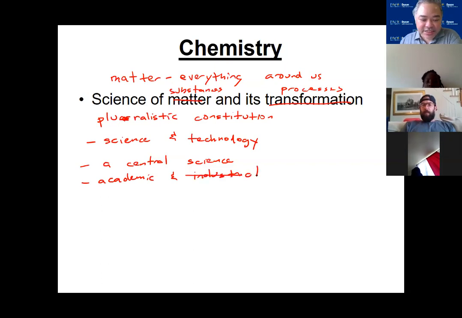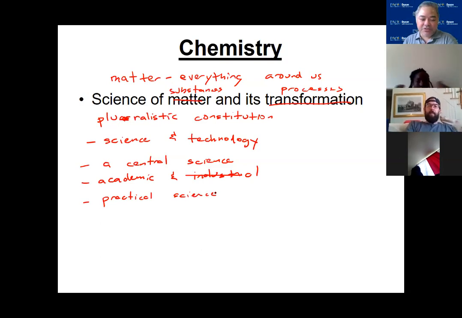Okay. And then another one would say it's a practical science. So there's a lot of what we call definitions of chemistry. That's why if you're going to look at the pluralistic approach, okay, if you're going to look at them, all of them just fall in this what we call definition.